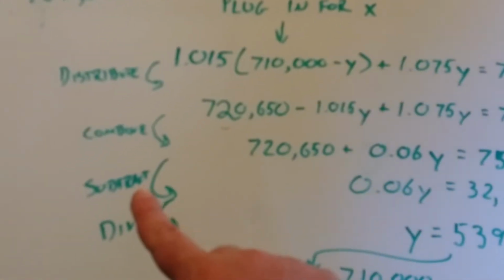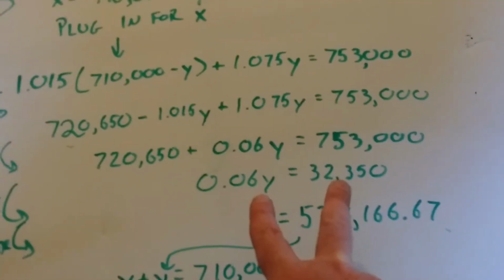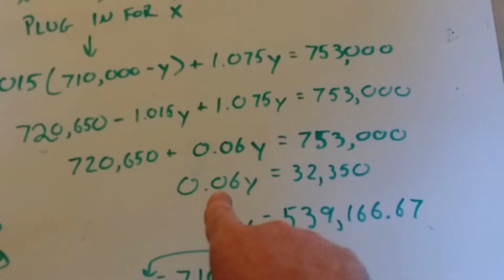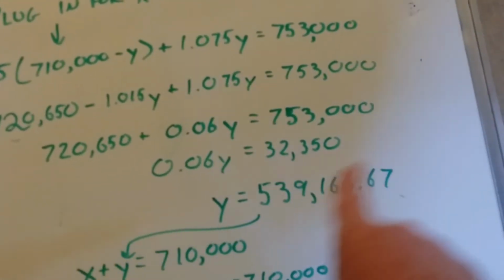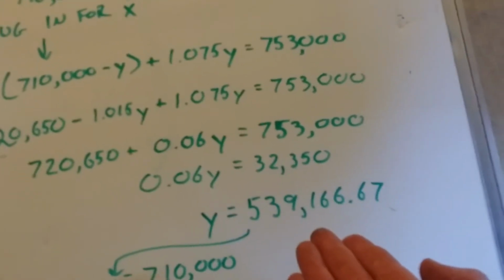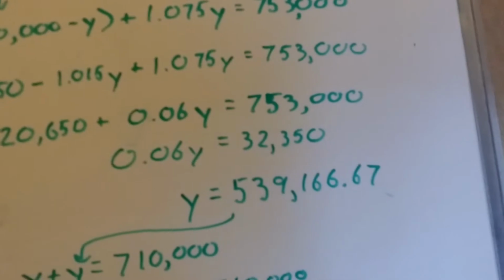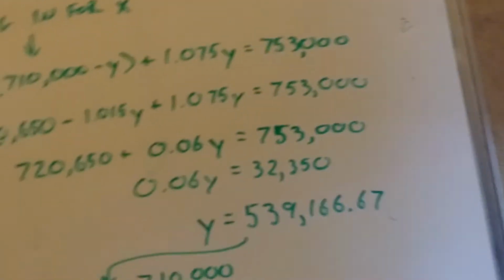Your next step, we're going to subtract. I took 720 and 650 away from both sides, so I get this. And then your last step, again, opposite multiplying, we're going to divide. And divide this side by 0.06 and this side by 0.06, and voila, we got this, okay? So the amount that you should invest in Y is $539,166.67, okay? So that's how much money you should invest in Y, okay?